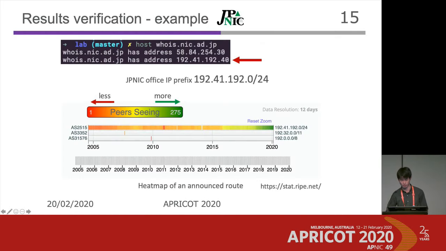So this is an example. This is a heat map, one of the results you get from the RIPEstat search. We conducted a search for this address, which is the one for the JPNIC office in Japan, and this is a heat map of an announced route. The red indicates that fewer peers have actually observed the announcements, and the green indicates the opposite.